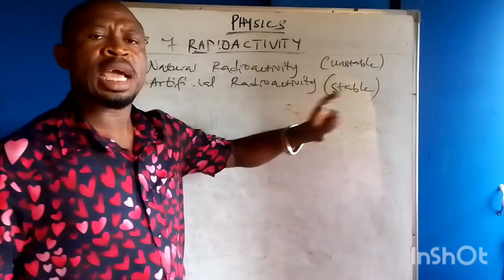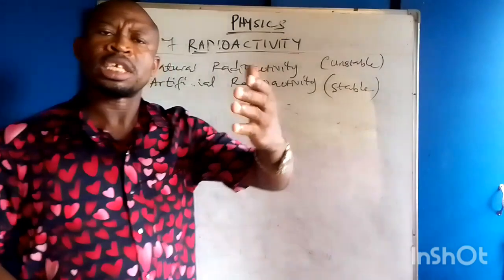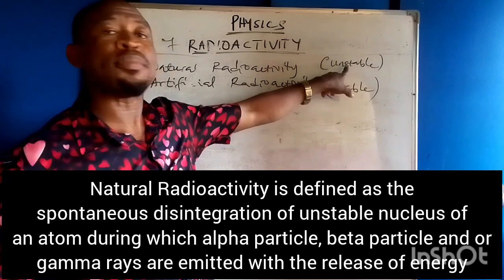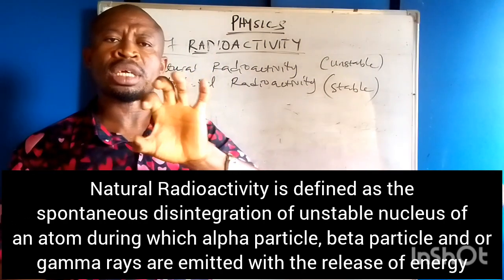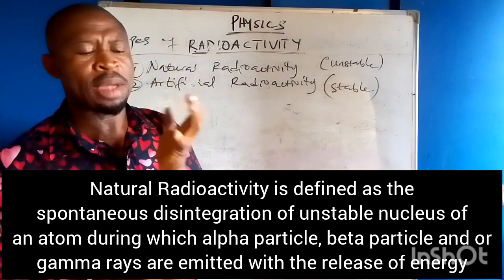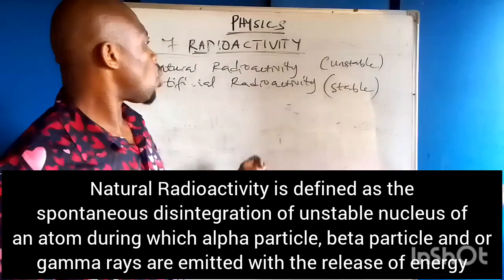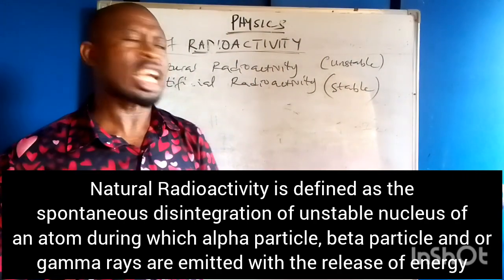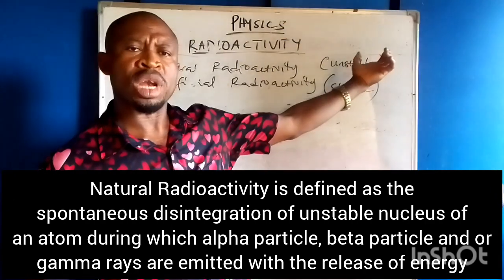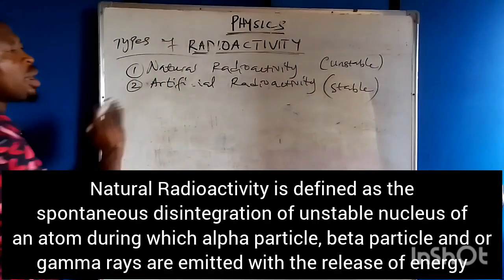This one is stable. So natural radioactivity is the spontaneous decay or disintegration of an unstable nucleus, during which the three ionizing radiations, or a combination of any of them, alpha, beta, and gamma, are produced, plus the release of a huge amount of energy. And because energy is released, we can have certain equations.